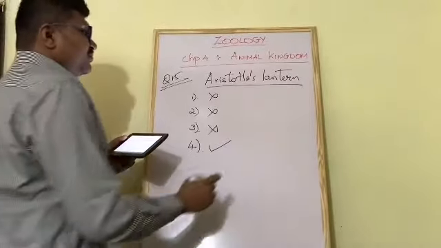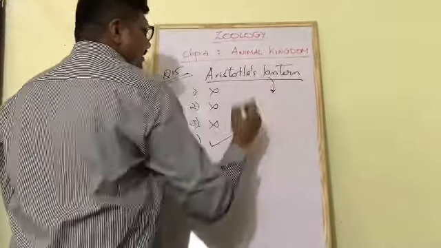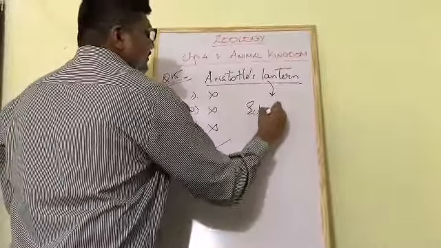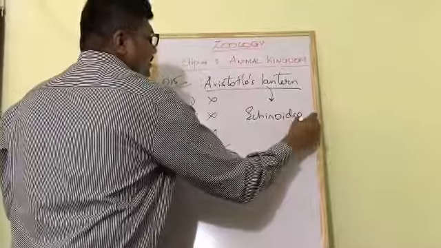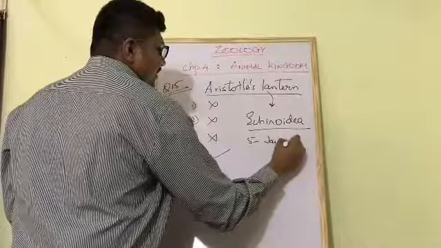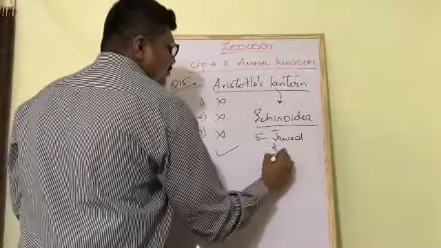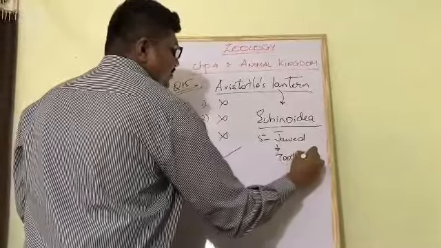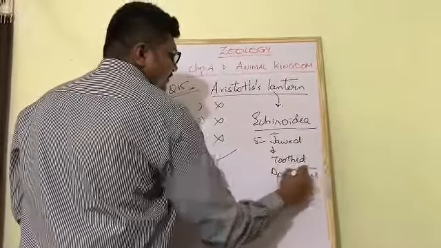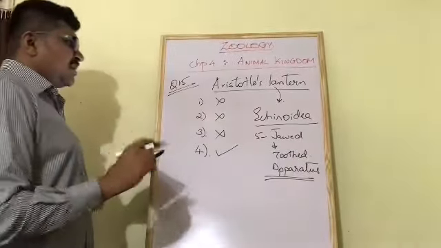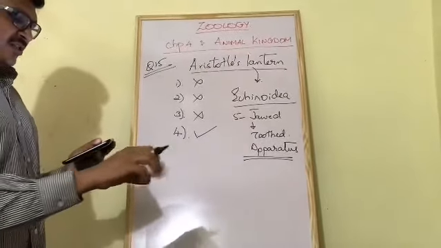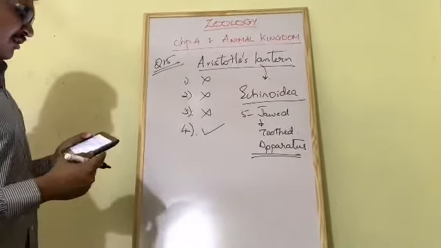Now for the students who don't know what is Aristotle's lantern, the sea urchin belongs to Echinoidea, and in the echinoideans, in the sea urchin, there is a 5-jawed apparatus or 5-toothed apparatus which is called Aristotle's lantern. In short, these are nothing but 5 teeth which are present in the lower or oral surface of sea urchin, which helps in scraping and feeding of sea urchin.